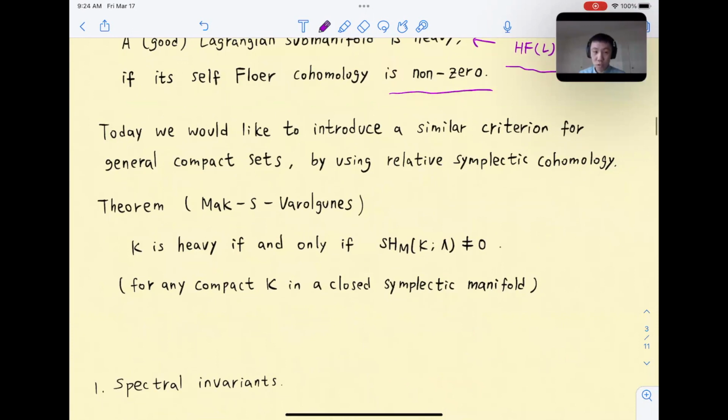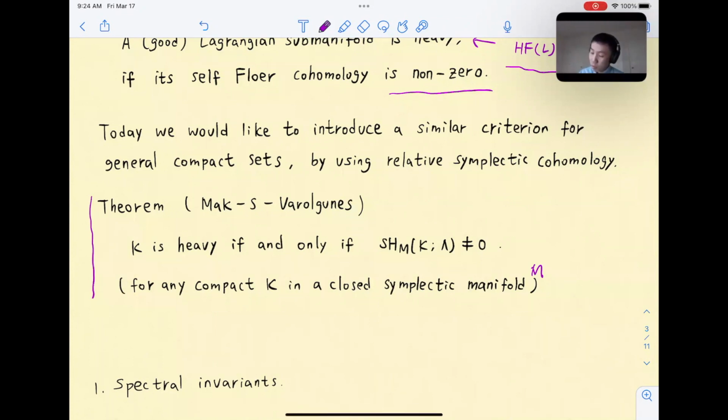So the main theorem is the following. For a general compact set K inside of a closed symplectic manifold M, K is heavy if and only if some invariant, which is called the relative symplectic cohomology, is non-zero. I'll define those items precisely later. So this is the main theorem.